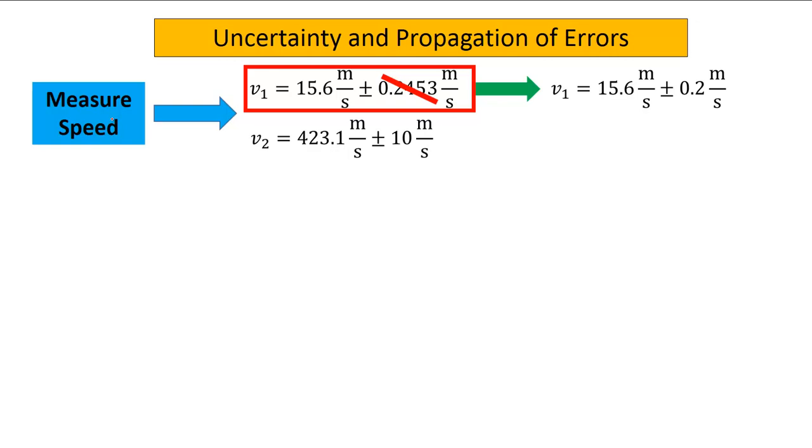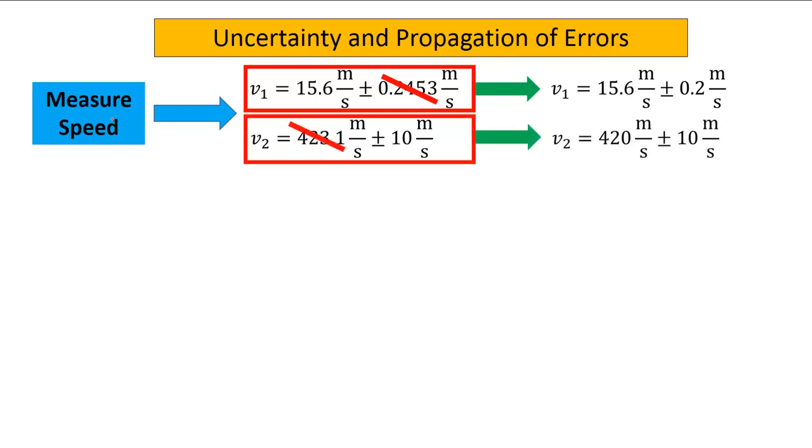423.1 meters per second plus or minus 10 meters per second. So this is a little funny too, in that our measurement has more precision in it than our uncertainty itself. And so in general, we should round our measurement to the same order of magnitude as our uncertainty. So for example, 420 meters per second plus or minus 10 meters per second would be the right way to report this answer. Let's talk a little bit about terminology.